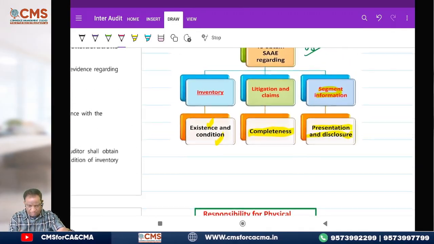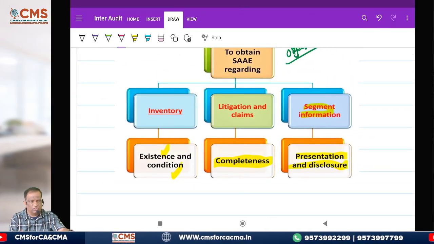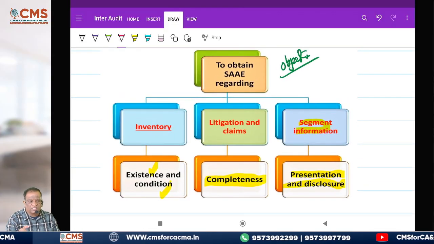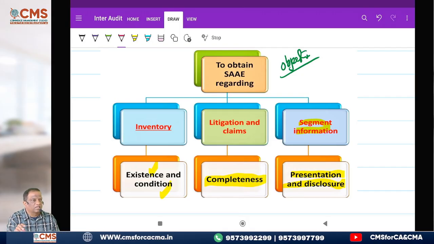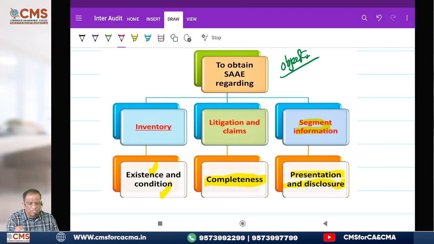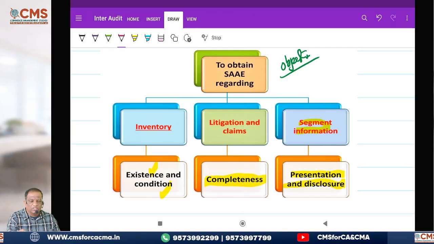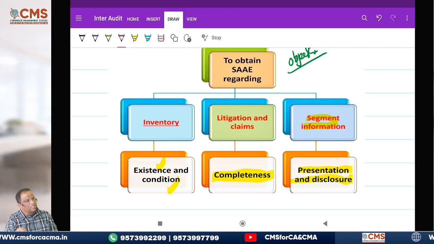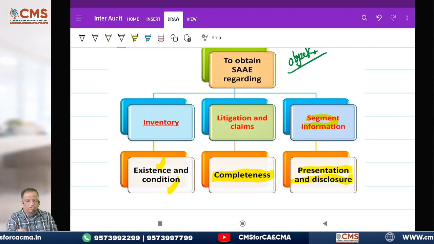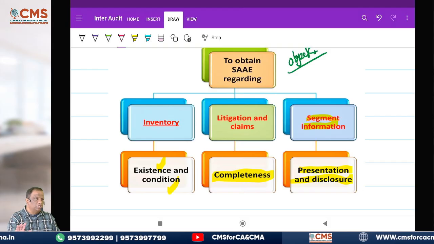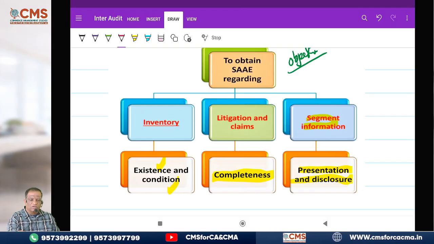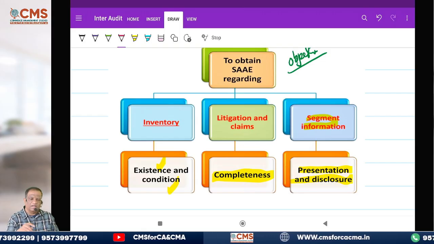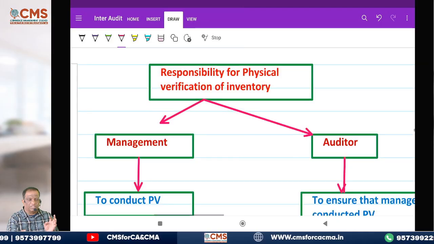Then what are the items that are covered in SA 501? This is basically an easy standard. You can even cope up with this, so I will go a little fast here. There are 3 matters covered under SA 501: inventory, litigation and claims, and segment information. And what is the auditor looking at in each of these items? With regard to inventory, he is looking at existence and the condition of the inventory. With regard to litigation and claims, he is looking at completeness from the disclosure perspective. And with regard to segment information, whether the presentation and disclosures are as per the applicable standards. This is the broad objective of the auditor.